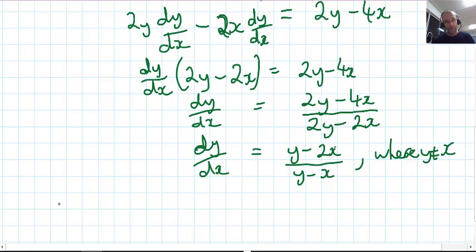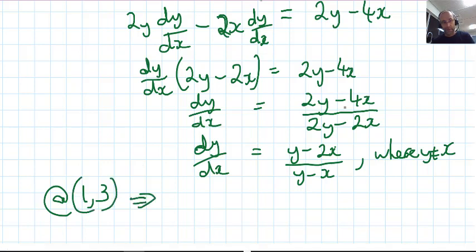Now at (1, 3), both the curve and the tangent have this gradient we're about to find. So at (1, 3), subbing in x equals 1 and y equals 3, in the gradient function, or dy/dx in other words, we have (3 minus 2) over (3 minus 1), which is a half. So the gradient of the tangent at (1, 3), or indeed the gradient of the curve at (1, 3), is a half.